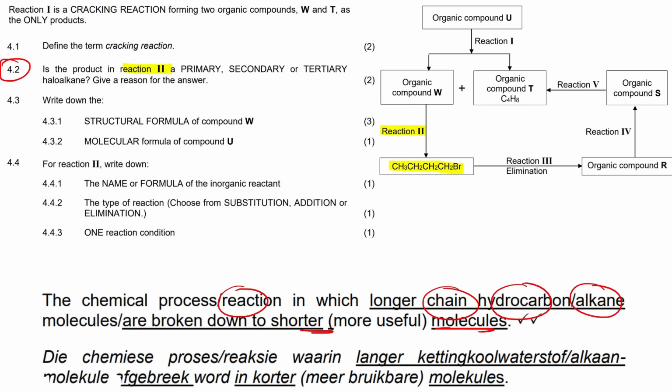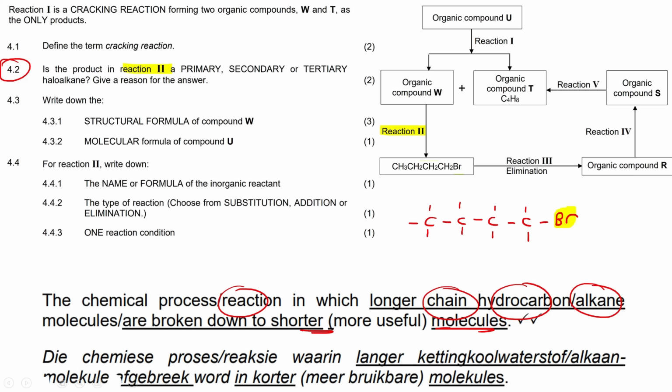So we're going to have to just draw it out quickly. It's got a CH3, then a CH2, then another CH2, then another CH2, and then it's got a Br. To work out whether it's primary, secondary, or tertiary, all you do is the following. You locate the halogen, and you can do this with alcohols as well. So there's the halogen.